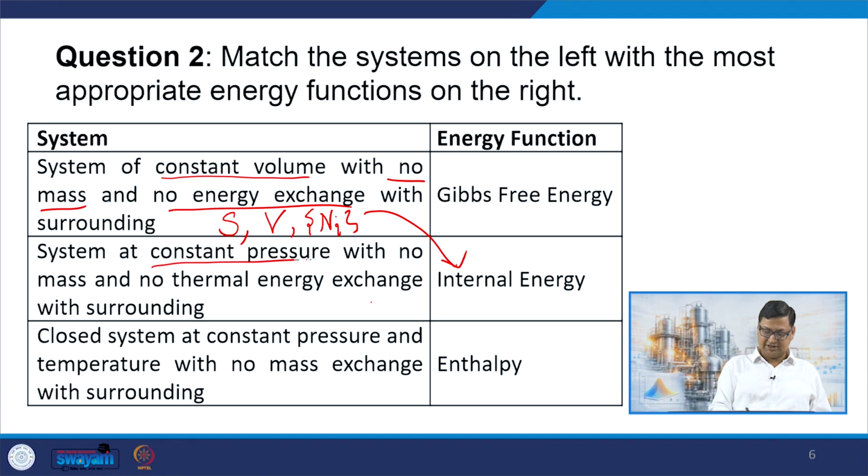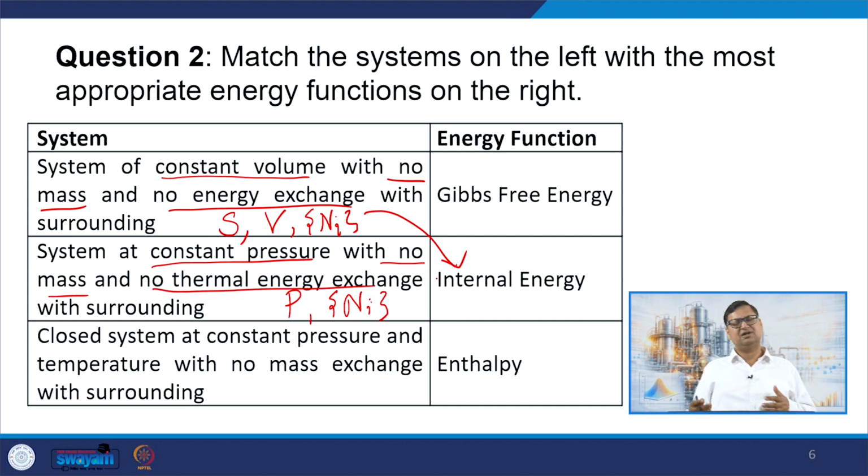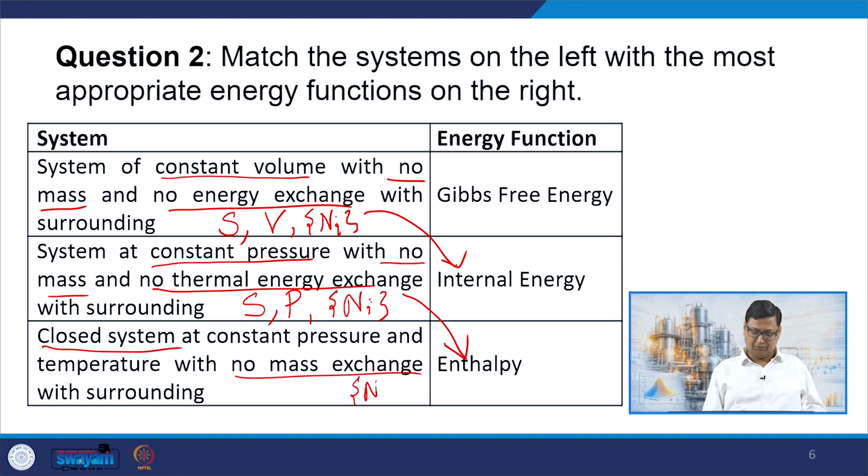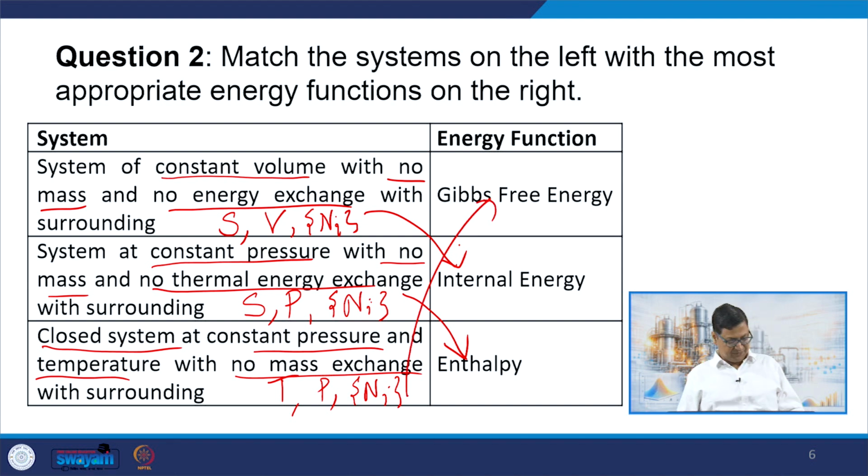Second case, we have constant pressure. So pressure is a control variable. No mass exchange, again the number of molecules is a control variable, and there is no thermal energy exchange. That means again temperature cannot be controlled. I can control the entropy again, and this will correspond to the case of enthalpy. And third case, we have a closed system. So that means the number of molecules is fixed. There is no mass exchange, also written here. So number of molecules is controlled. Constant pressure, so pressure gets controlled. And finally, constant temperature, temperature gets controlled. As we have just seen, this will correspond to the Gibbs free energy of the system.